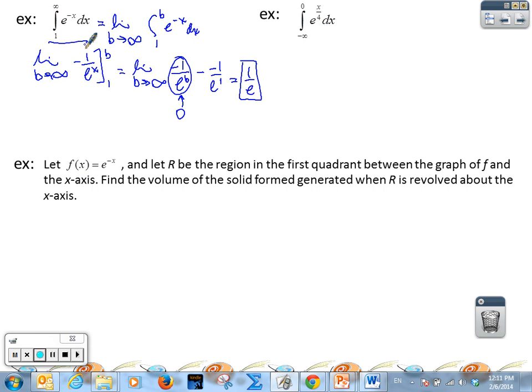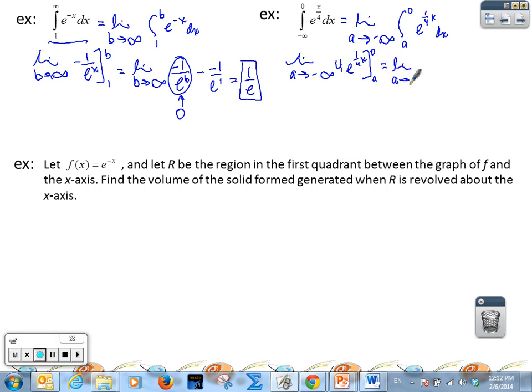The next one, we have a negative infinity on the lower bound, so let's rewrite it with that definition. So this is going to be equal to the limit as a approaches negative infinity of the integral from a to 0 of e to the 1/4 x. That's my using the definition. All right, so now let's focus on the integral. The integral of e to the 1/4 x is going to be 4e to the 1/4 x evaluated from a to 0, with the limit as a goes to negative infinity.